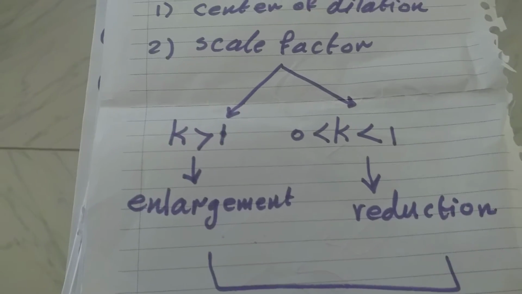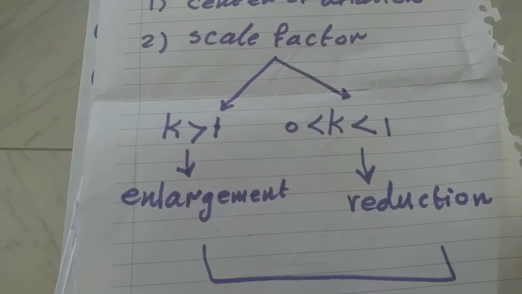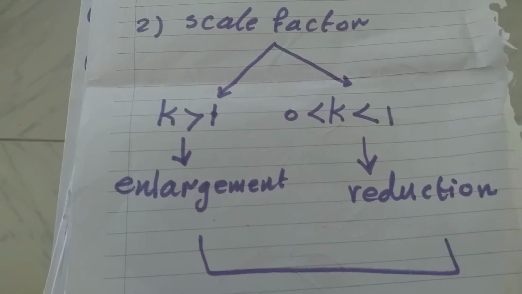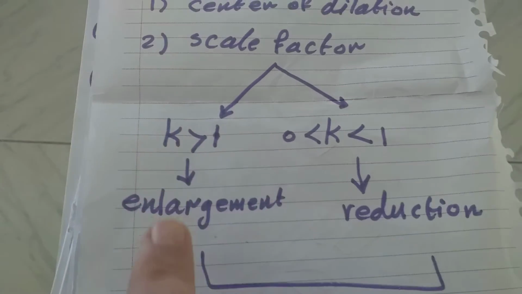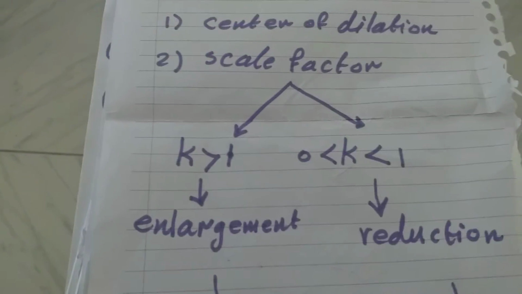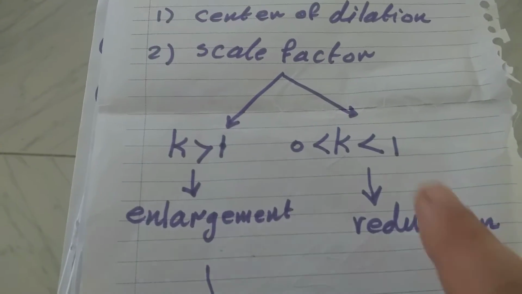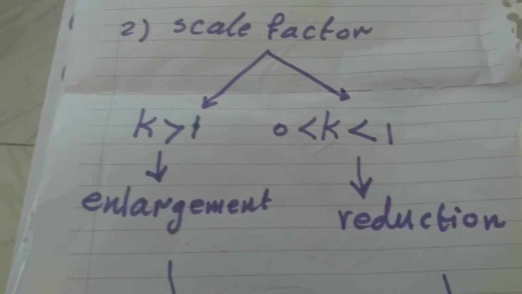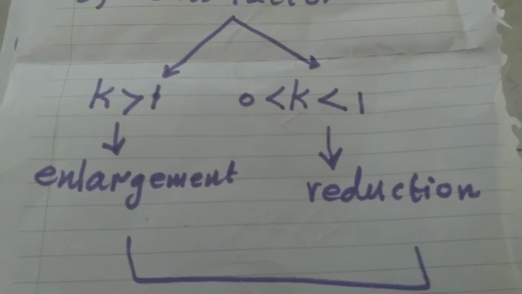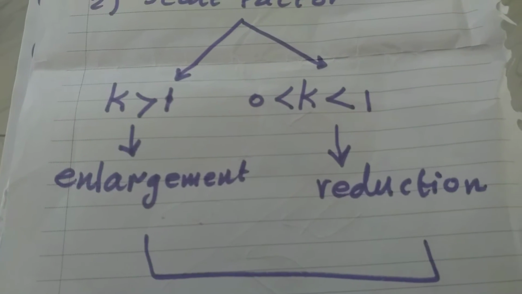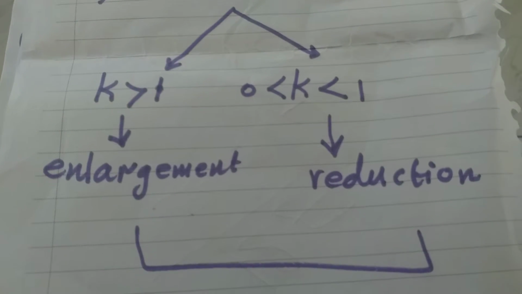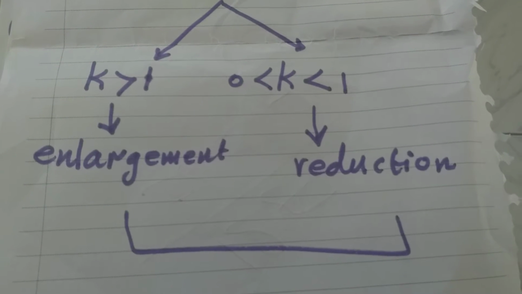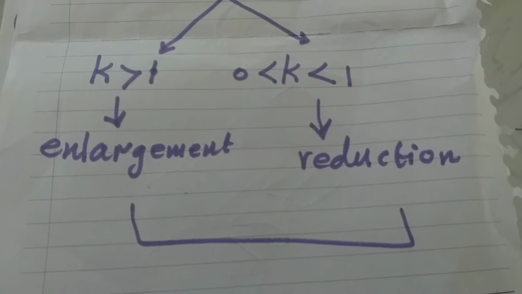Finally, we are talking about one kind of transformation, but I need you to focus on these 2 things. K more than 1 means enlargement. The figure is going to be bigger. And k more than 0 and less than 1, of course, for the students who were asking, what is k? It could be half. It could be 1 over 3. It could be 1 over 4. Actually, it's any real number between 0 and 1. And in this case, it will be reduction.